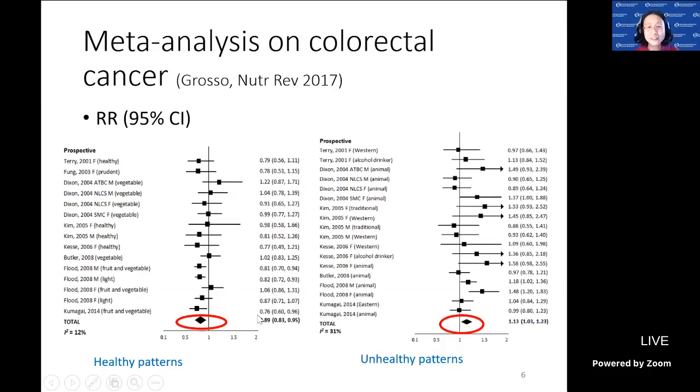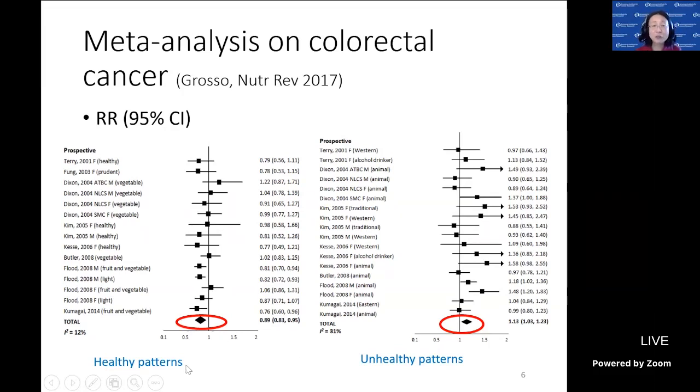So this meta-analysis has laid out all the studies. I know that not all of us think about meta-analysis every day, so let me just walk you briefly through how this representation works. Each of these dots is one particular study, and the final dot, the last dot here, is the summary, a mathematical summary of the risk estimate of all the studies together, with the two edges as the confidence interval. And so generally, we can see that the healthy patterns tend to be associated with a lower risk of colorectal cancer, and unhealthy patterns are associated with higher risk.